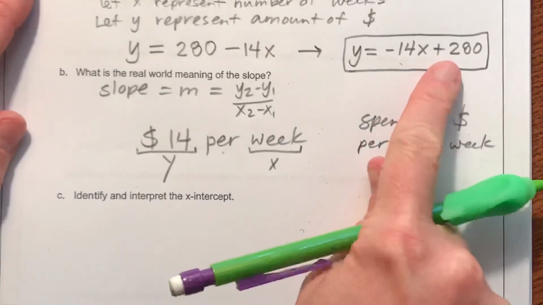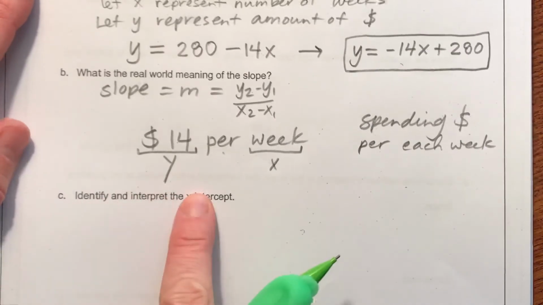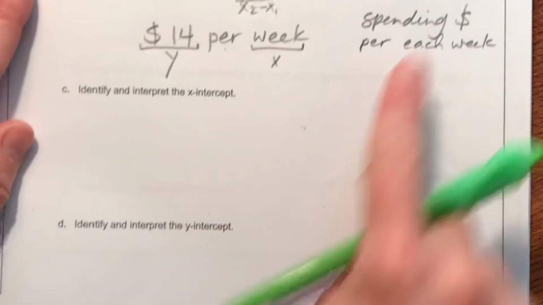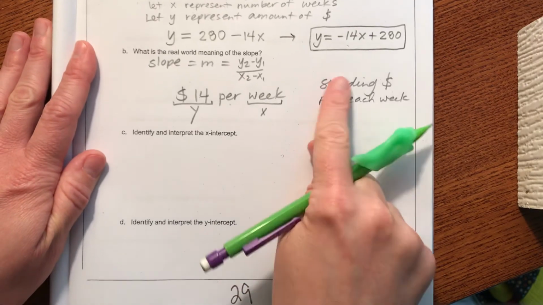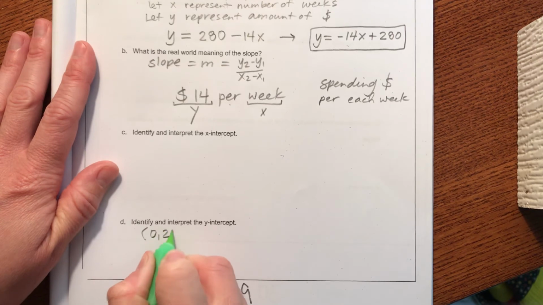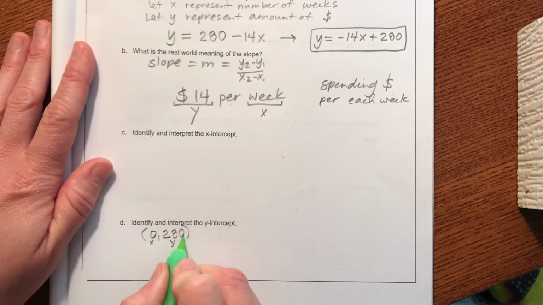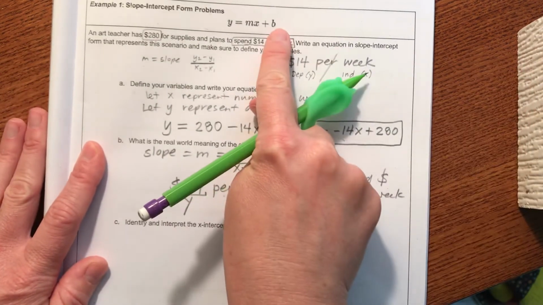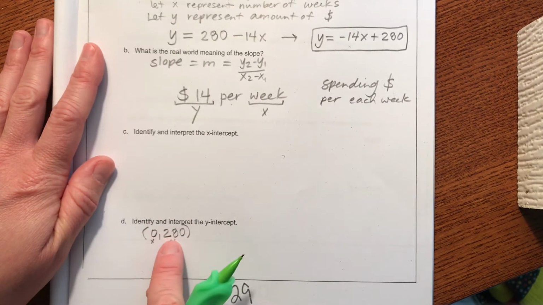Now I'm going to identify from my equation my y-intercept. Oh, I'm sorry, my x-intercept. Okay, so I have to solve for that. I'm going to skip to here first because I want to talk about the y-intercept that's actually in our function. So if I have y is equal to negative 14x plus 280, my y-intercept is going to be the b of our function, because y equals mx plus b. This b is your y-intercept. So let's talk about what that means. As a point, it would be (0, 280).